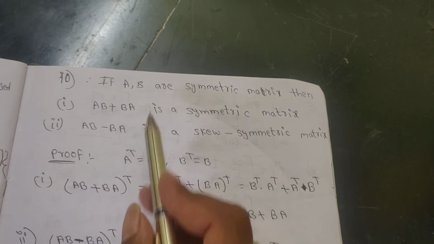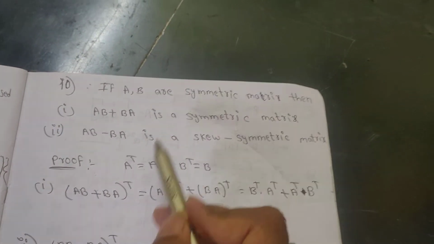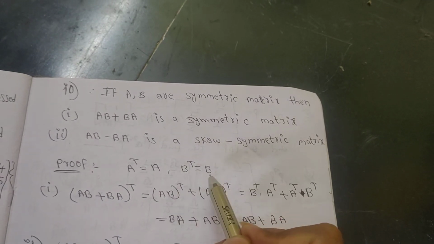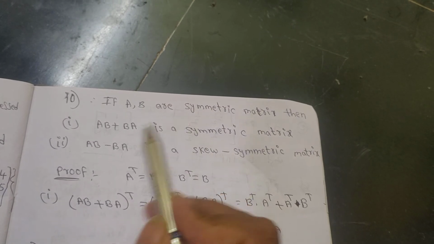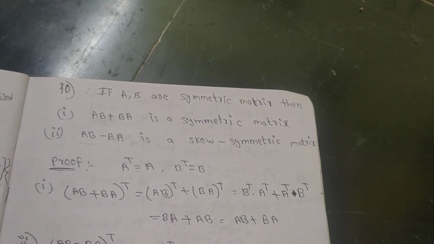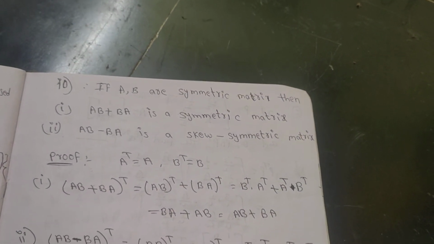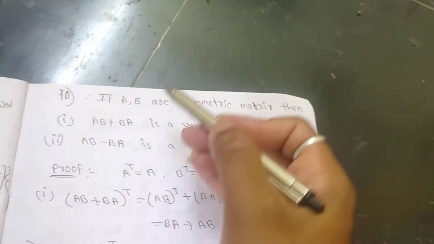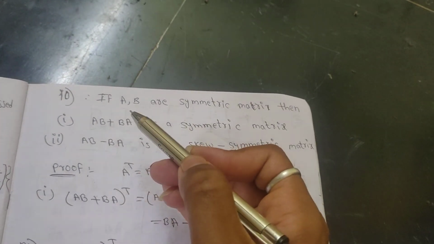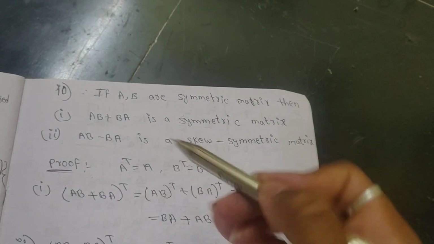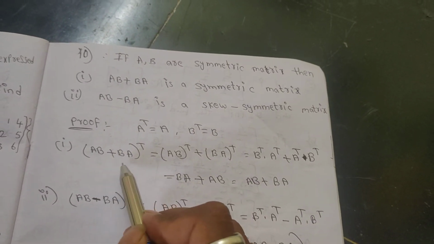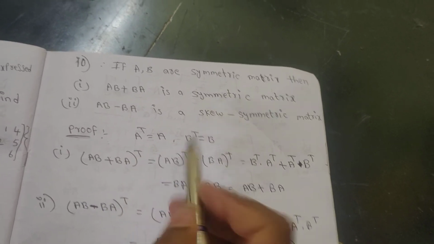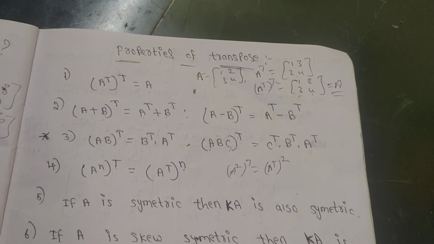See here, proof. A, B, what they given? Symmetric matrices. That means A transpose is equal to A, B transpose is equal to B. What we have to prove? AB plus BA is a symmetric matrix. If you want to prove that, you have to take (AB plus BA) whole transpose and prove that it is equal to AB plus BA. So now consider (AB plus BA) whole transpose. Already we know (A plus B) whole transpose is equal to A transpose plus B transpose. That is the second property.